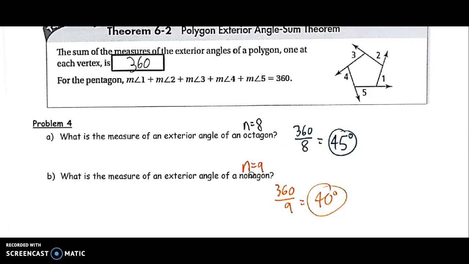Same work if it's a nonagon, but the only difference is now I'm taking that exterior angle sum. I take that 360 degrees. Now I'm just dividing it into 9 equal angles. And 360 divided by 9 will give us 40 degrees. So we've looked at rules for exterior and interior angles of our polygons, and we'll be practicing that in class.